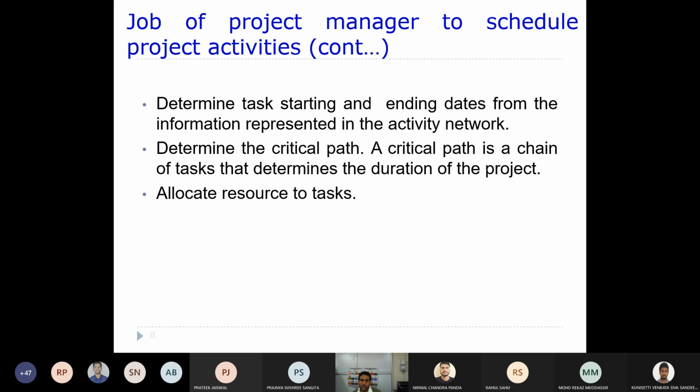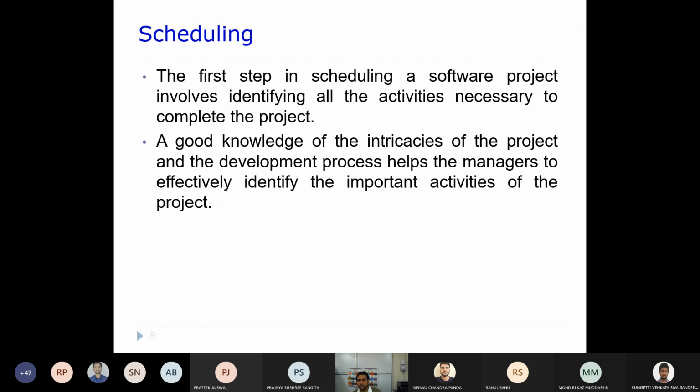The first step in scheduling a software project involves identifying all activities. Sometimes a project manager, with good knowledge of the various complexities of the project and a better understanding of the development processes, will help in identifying the major or important activities of the project. So it all depends upon the project manager, because he is the one who is going to identify the activities.